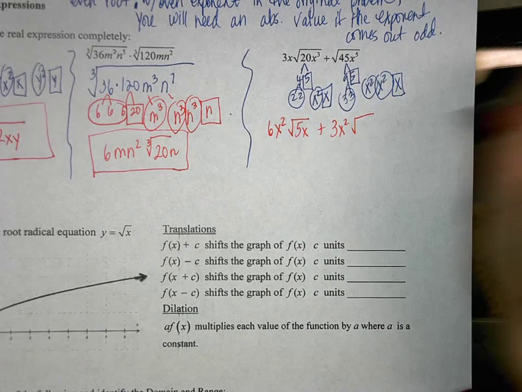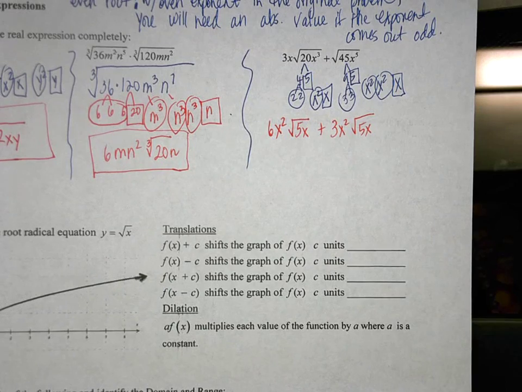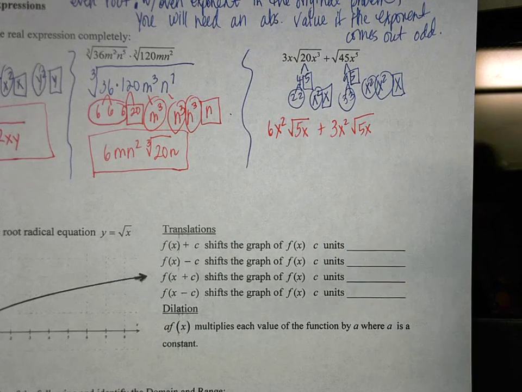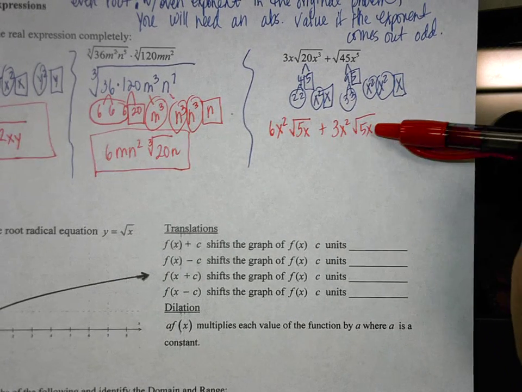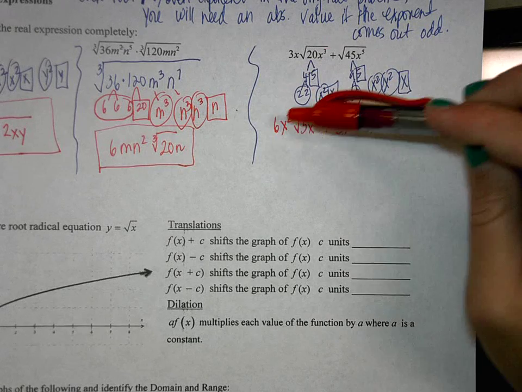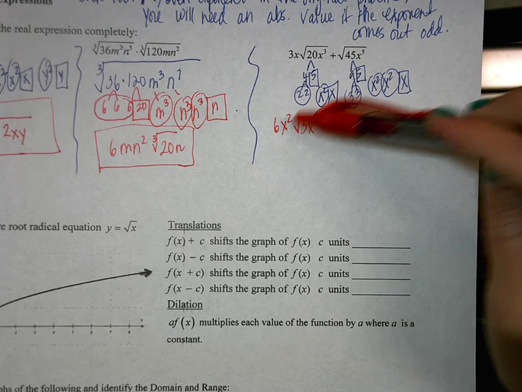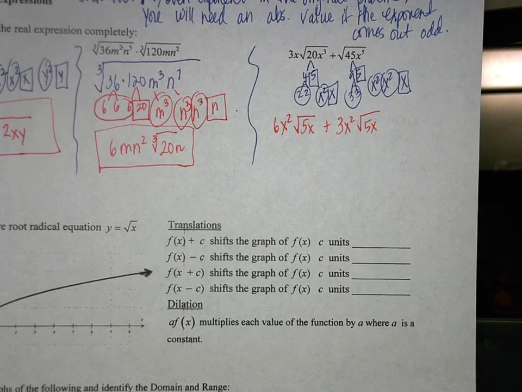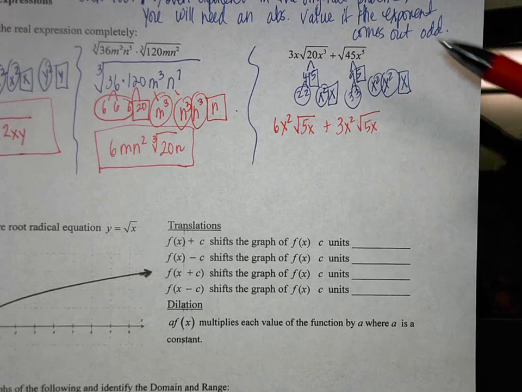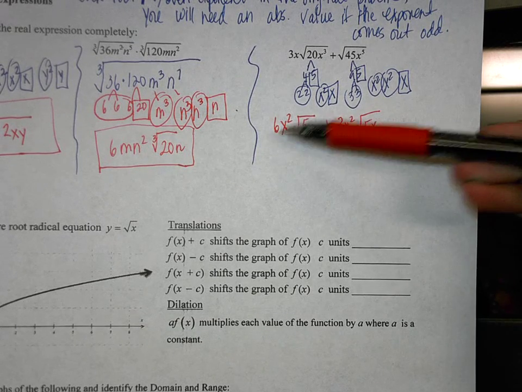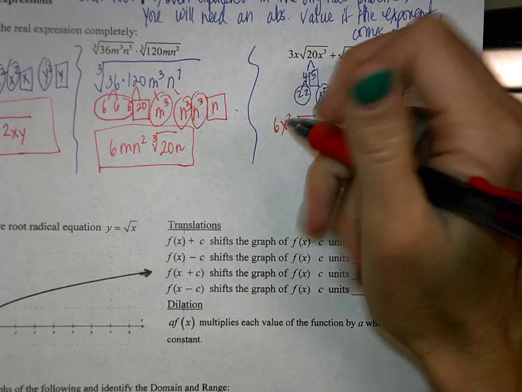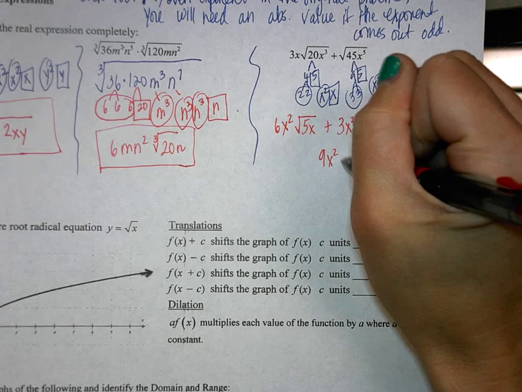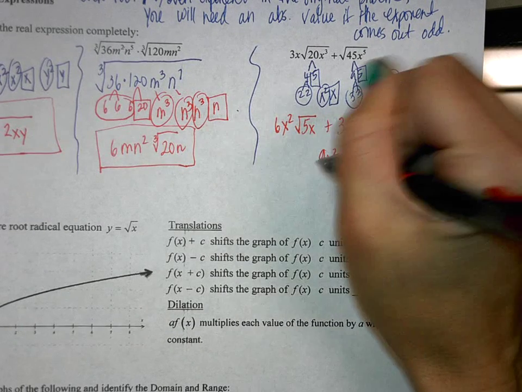Root 5x. Perfect. So you'll notice now that both of the roots are the same. You'll also notice that the x squareds in front are the same. And so since they're all like, we can add them together. And so we are just adding. What is 6 plus 3? 9. So we get 9x squared root 5x as our answer.